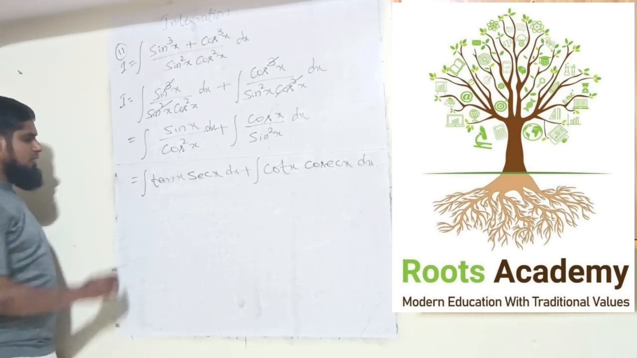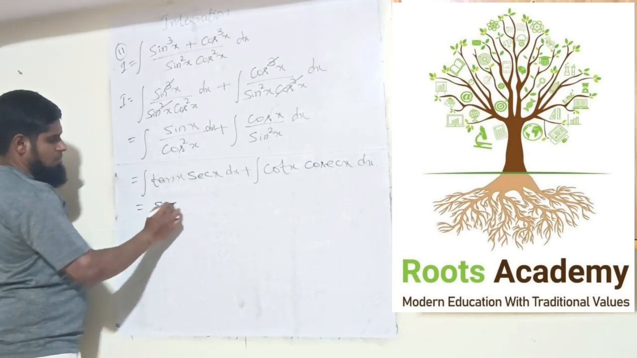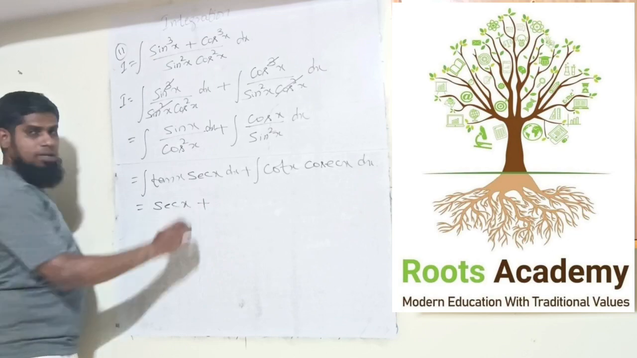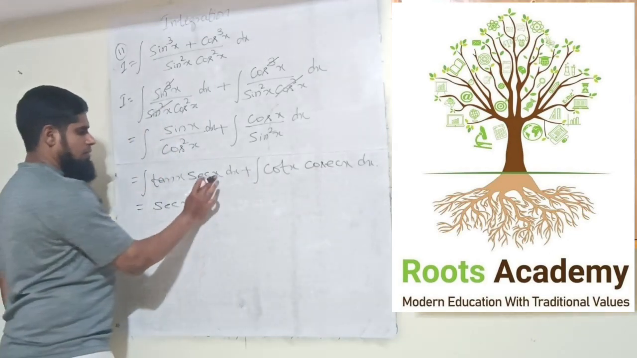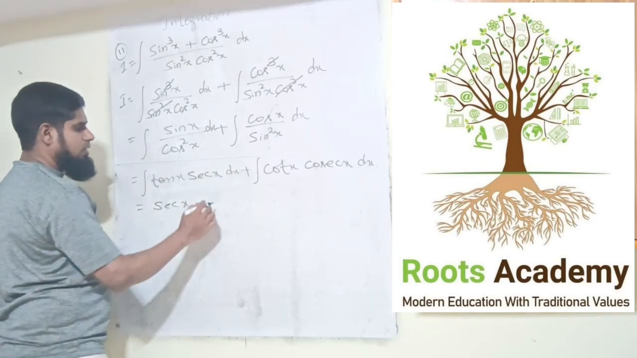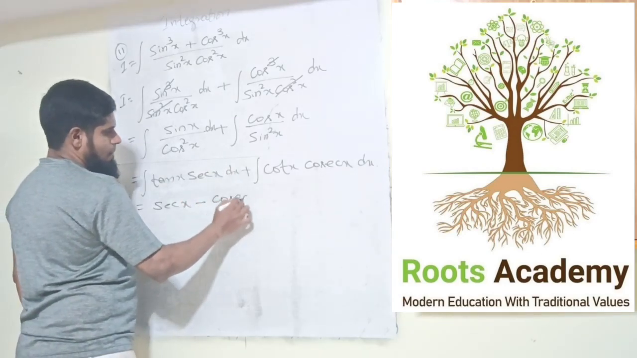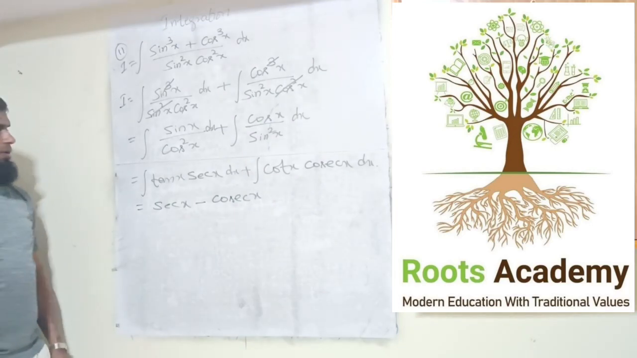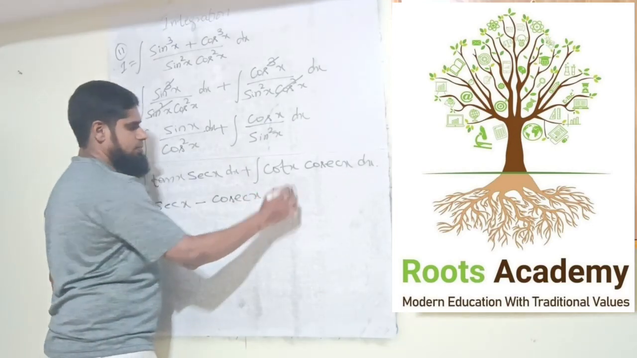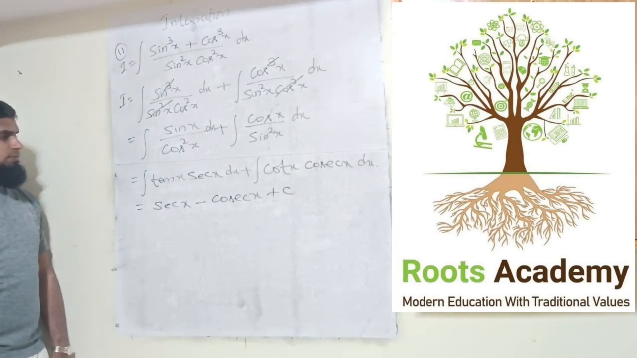We have a direct integration for these 2 terms. Integration of tan x into secant x is secant x, plus integration of cot x into cosecant x is minus, it is plus into minus, minus cosecant x plus c, obviously. This is the answer.